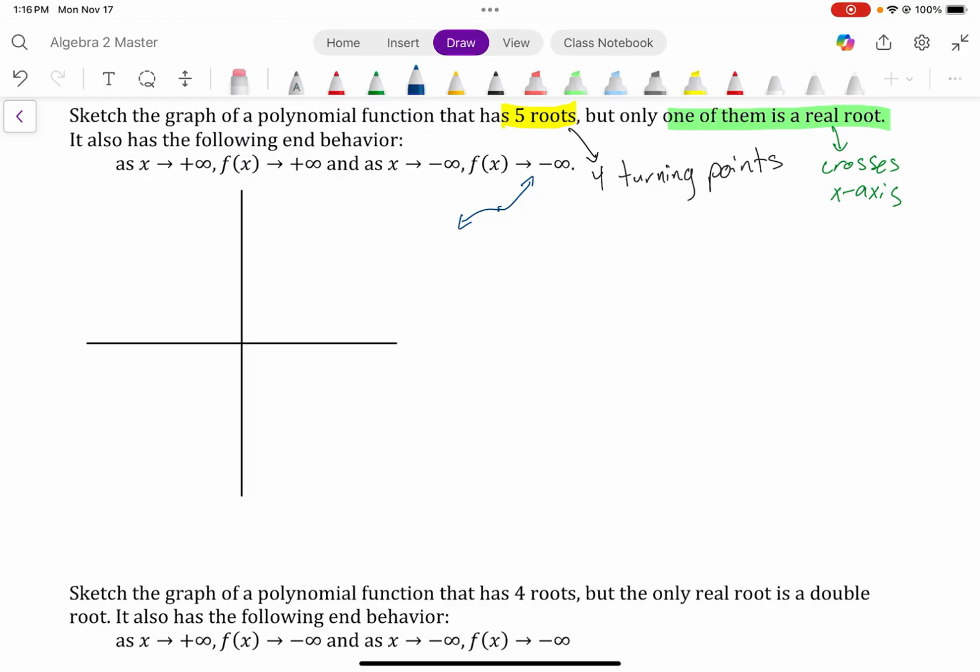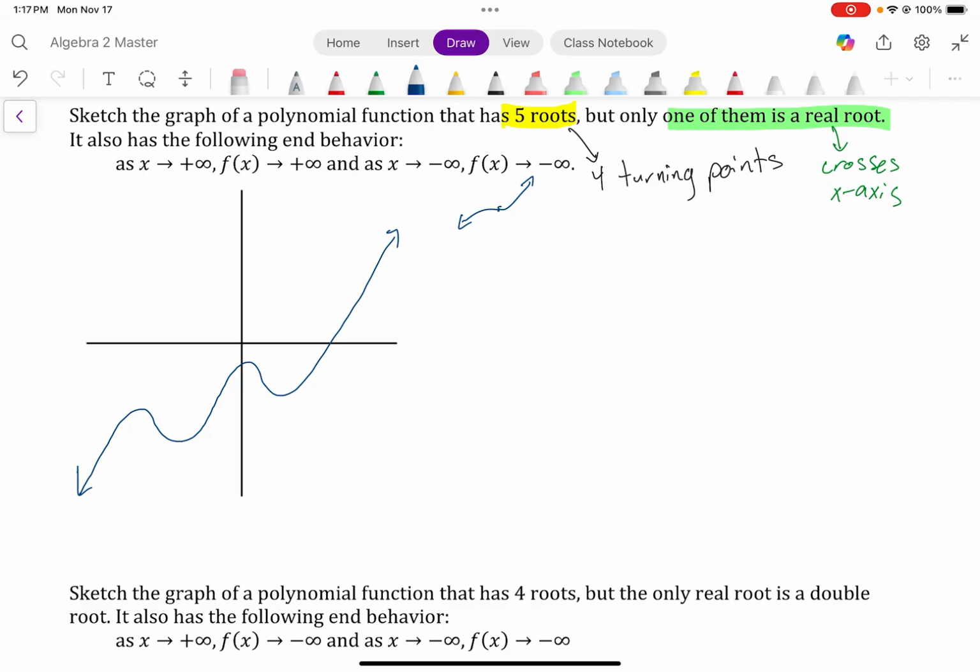So I need to have something that crosses the x-axis one time with at most 4 turning points. So there's going to be literally an infinite number of correct answers. I'm just going to start at the bottom left and work my way across. So I'm going to start going up. I'm going to have 1 turning point. Then I turn back up for a 2nd turning point. I'm going to turn down for a 3rd turning point, back up for a 4th turning point. That is 1 correct answer.